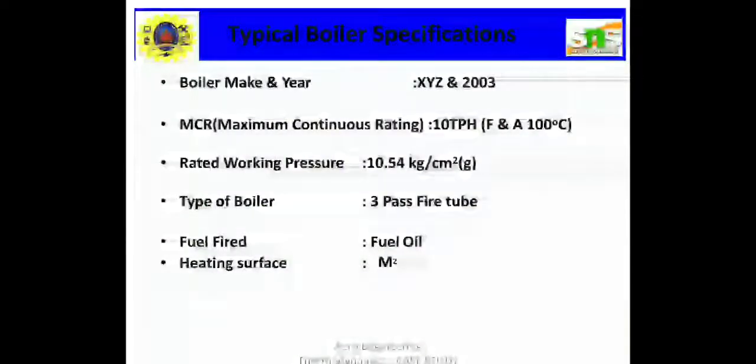These are the typical boiler specifications used in this case study. It is a boiler made in the year 2003. The name is XYZ. The MCR is 10 TPH at 100 degrees C. Rated working pressure is 10.54 kg per centimeter square. Type of boiler is 3-pass fire tube. Fuel fired heating surface is in square meters, fuel oil.